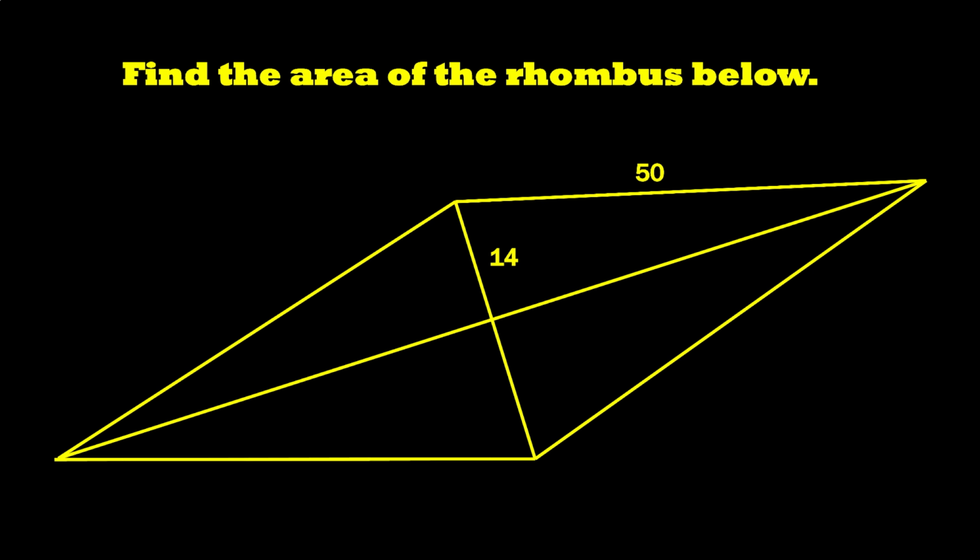In this video, we will be finding the area of a rhombus. So we can see here, find the area of the rhombus below. You will notice that we're not given a lot of information. There's only the 14 on this part of the diagonal, and there's 50 on this side of the rhombus.